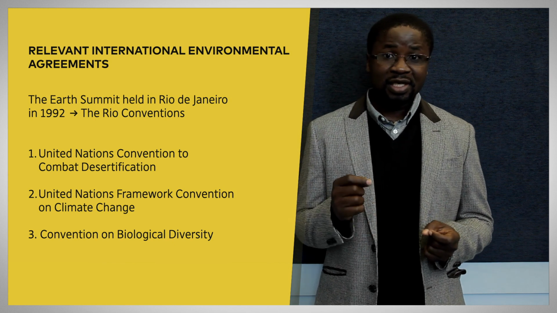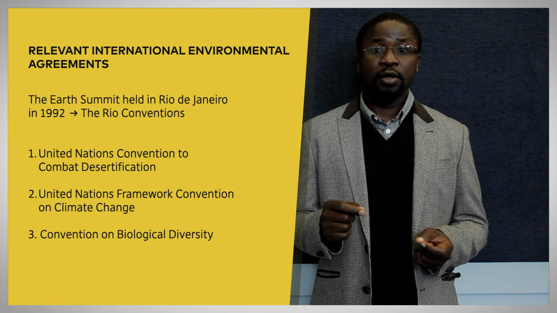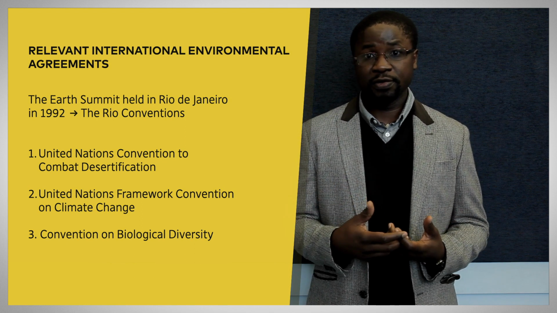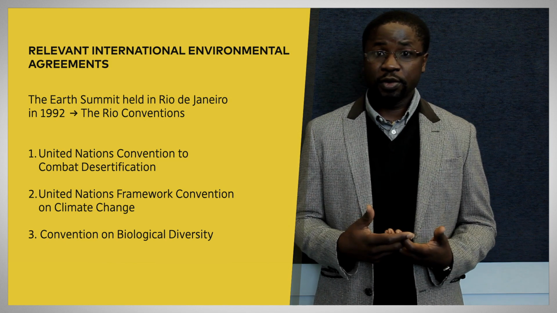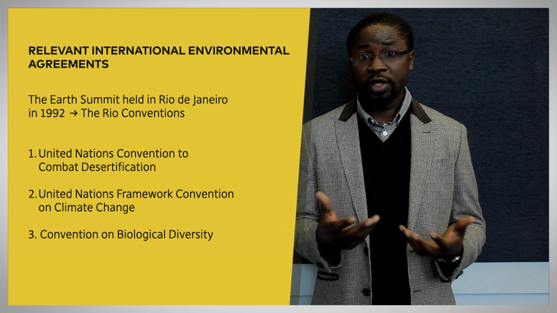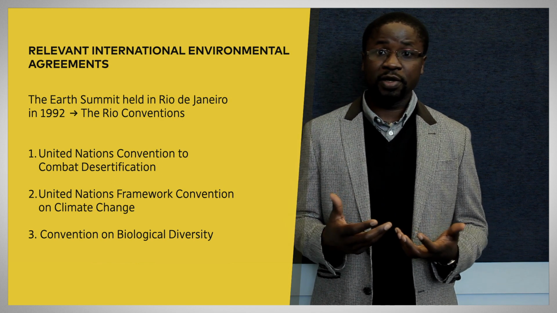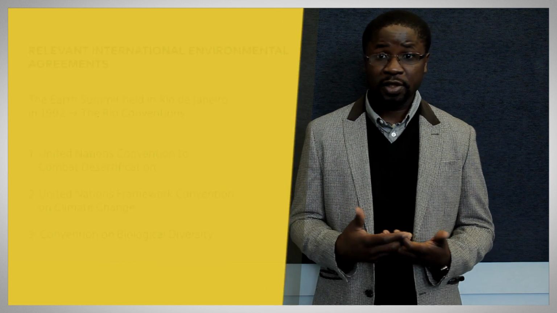For example, the UNCCD is the only legally binding framework charged with the responsibility of looking after land degradation or desertification. The UNFCCC is concerned with stabilizing greenhouse gas emissions in our atmosphere so that anthropogenic activities do not interfere with the climate system. And the UNCBD is responsible for looking after biodiversity, essentially making sure that there is sustainable use and equitable and fair benefit sharing of the genetic resources.